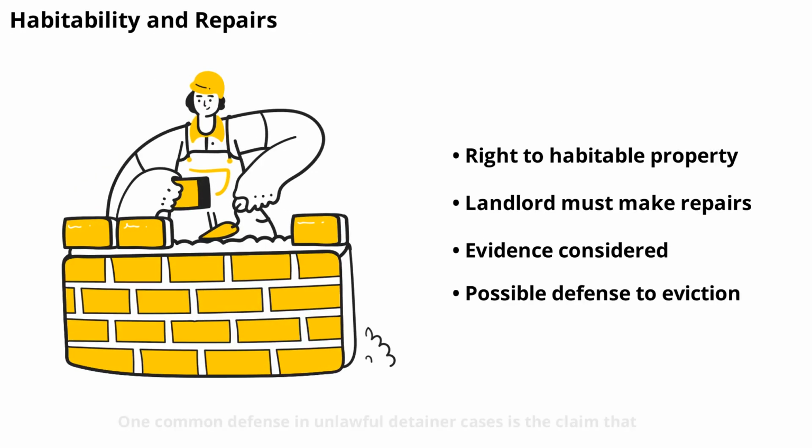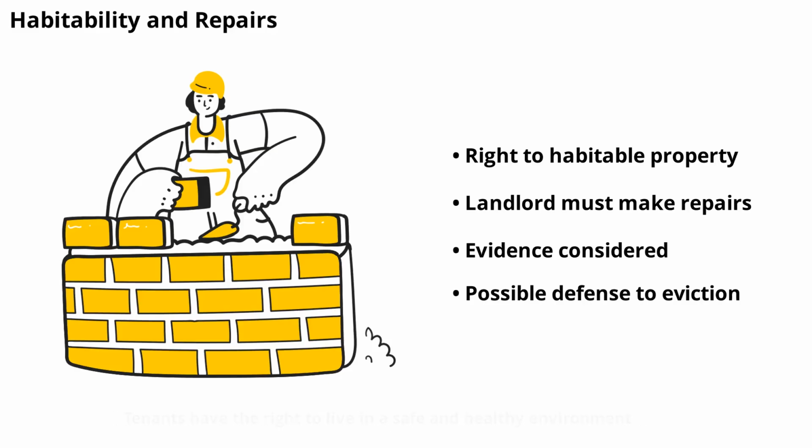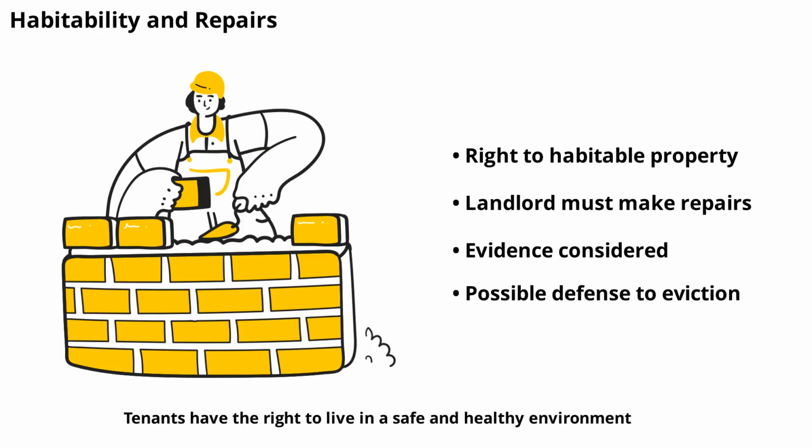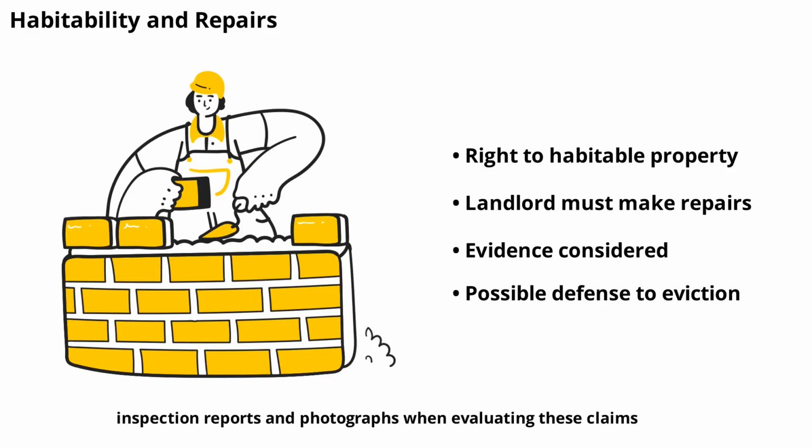One common defense in unlawful detainer cases is the claim that the landlord failed to maintain the property in a habitable condition. Tenants have the right to live in a safe and healthy environment, and landlords are required to make necessary repairs. If a landlord neglects these duties, tenants may have grounds to withhold rent or challenge the eviction. Courts will consider evidence such as repair requests, inspection reports, and photographs when evaluating these claims.